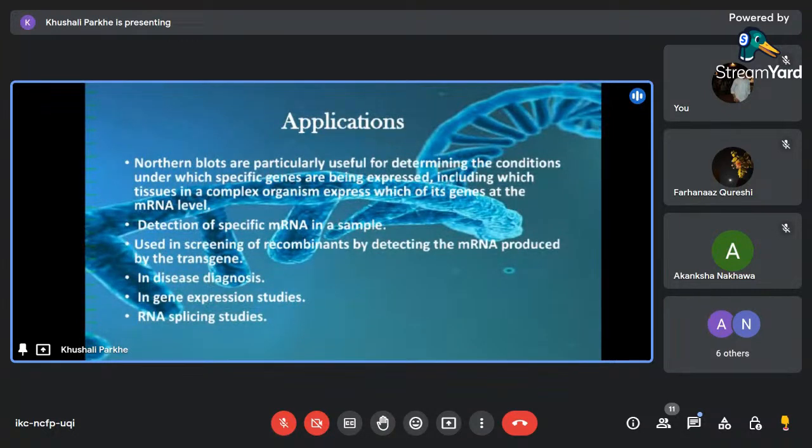Applications: Northern blots are particularly useful for determining the conditions under which specific genes are being expressed, including which tissues in a complex organism express which of its genes at the mRNA level. They are used for detection of specific mRNA in a sample, in screening of recombinants by detecting the mRNA produced by the transgene, in disease diagnosis, in gene expression studies, and in RNA splicing studies.